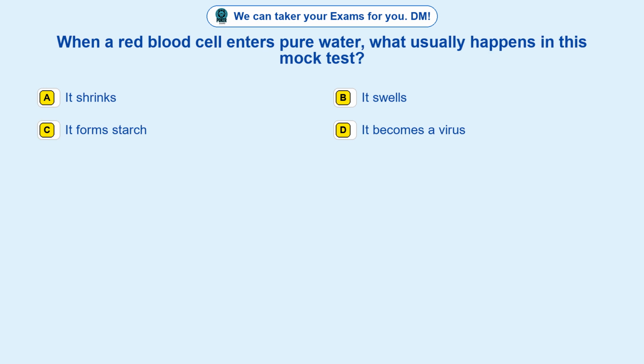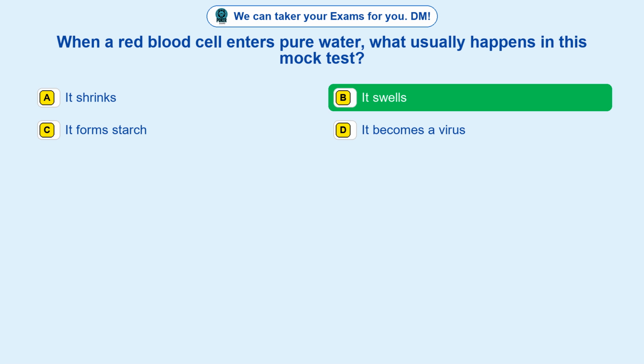Question 8. When a red blood cell enters pure water, what usually happens in this mock test? Option A, it shrinks. Option B, it swells. Option C, it forms starch. Option D, it becomes a virus. The correct answer is option B, it swells.